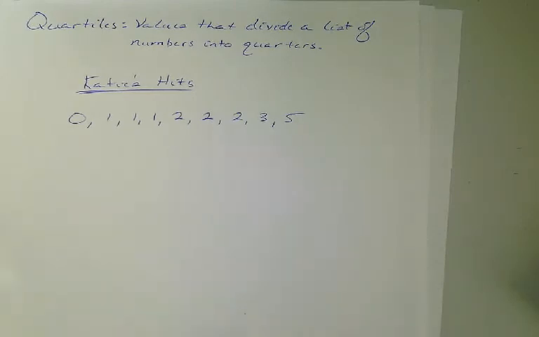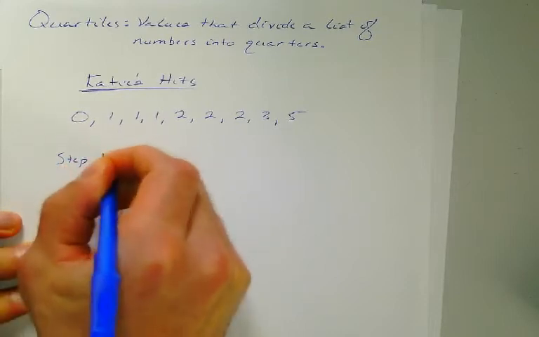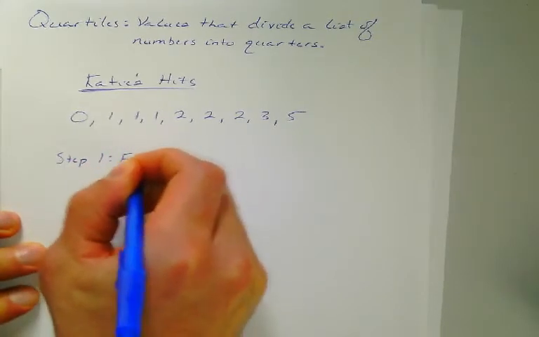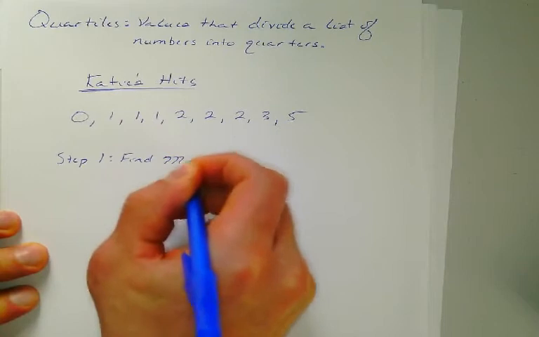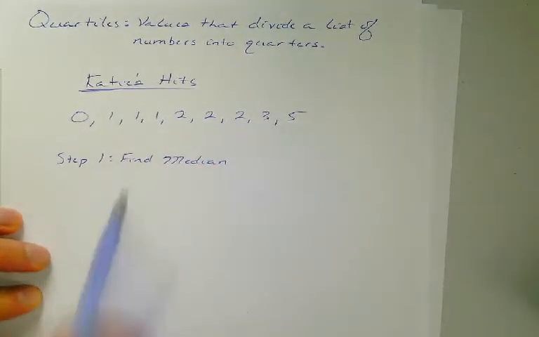Now, to find the quartiles, or to break this into quarters, the first thing we need to do is find the median. So step 1, find the median. And if you're doing these on IXL, I strongly recommend having some paper to do these questions with.